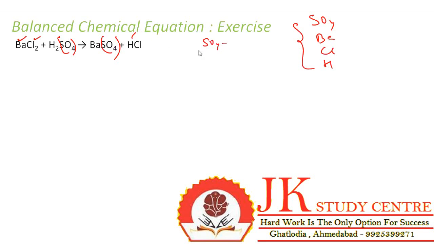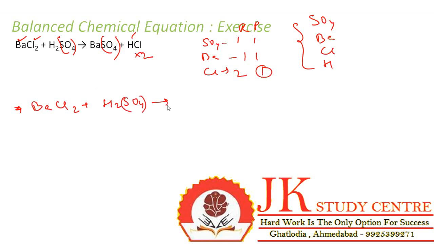We'll compare now. We'll see the sulfate part. In reactant we have 1. In product we have 1. Sulfate is 1. Next is barium. Barium we have 1 here, 1 here, balanced. Next is the chlorine part. We have 2 chlorine here. In the product we have only 1 chlorine. Oops, it is not balanced. Let's multiply with 2. Correct? So what you get now is barium chloride plus H2SO4 gives barium sulfate plus 2HCl.